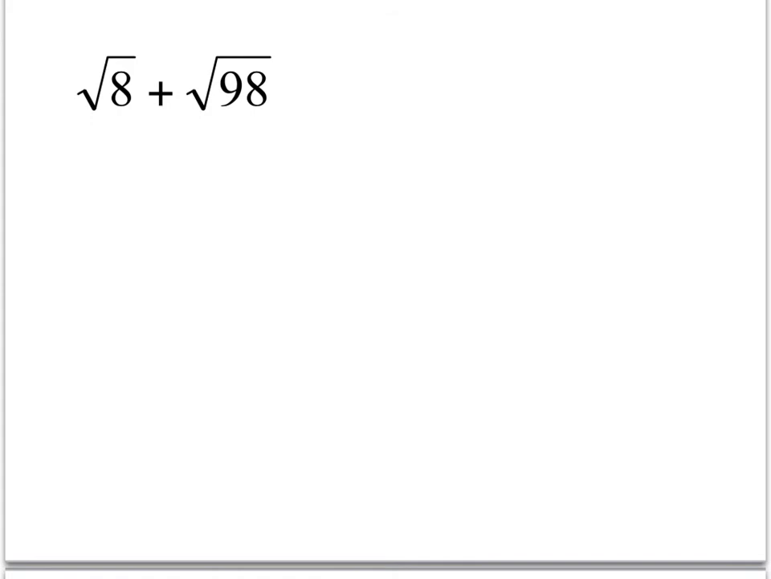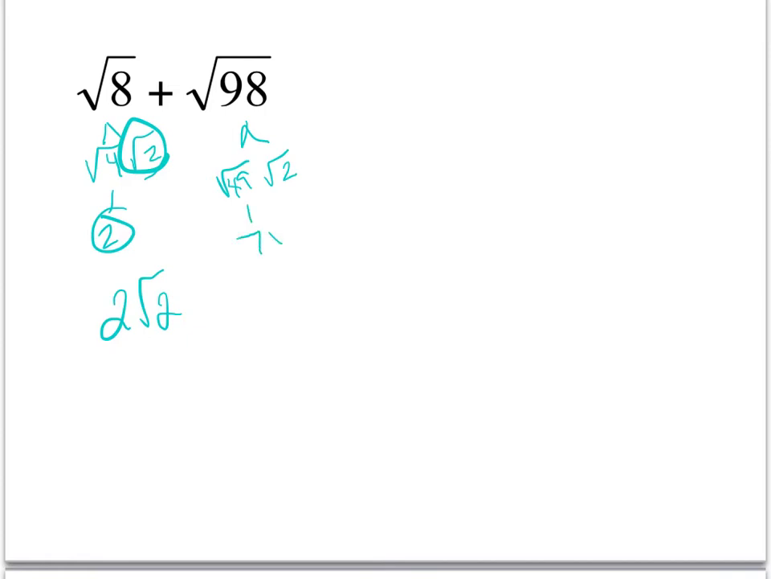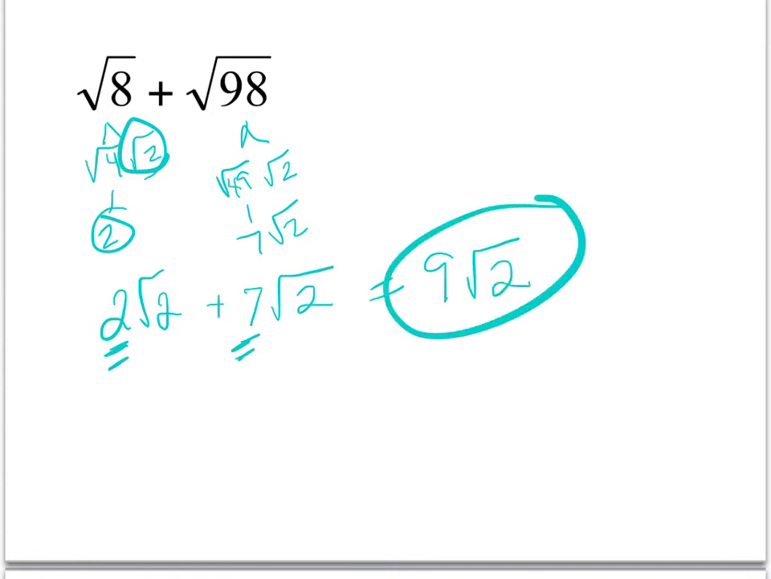Now for this problem, it looks as though we probably can't do anything here because 8 and 98 are different numbers. We can't just call that root 106. There's nothing we can do here, right? Wrong. Here's why. We need to simplify. Square root of 8, which we've seen a lot of times now, is root 4 times root 2, which is 2 root 2. And the square root of 98 is root 49 times root 2, which is 7 root 2. So here we actually have 2 root 2 plus 7 root 2, which is, of course, equal to 9 root 2 because I add the numbers in front of the radical.